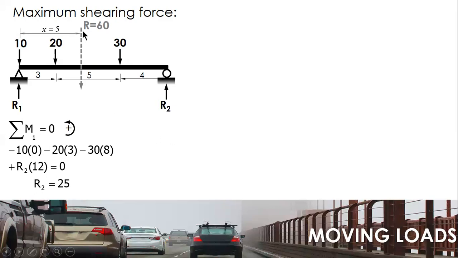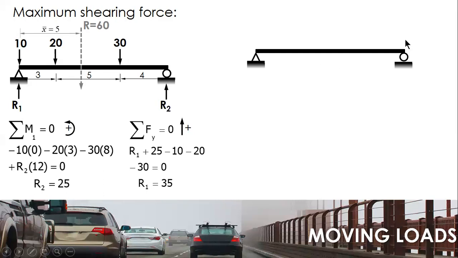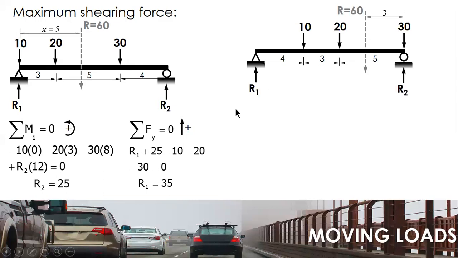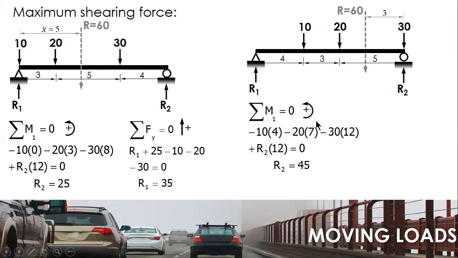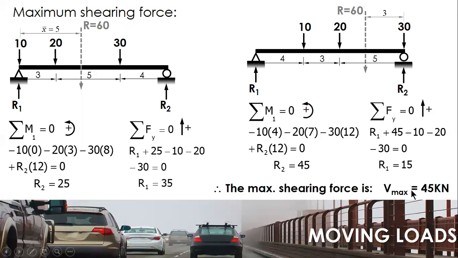It depends. You can use R times 5, 60 times 5. So R2 is 25, summation of force gives 35. For the second setup, 30 is over the right support. R1, R2, summation of moments at 1, and then summation of force. And check the values: 25, 35, 45, 15. The biggest is 45, the maximum shear force.